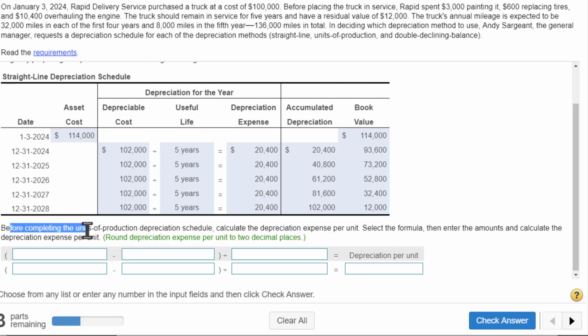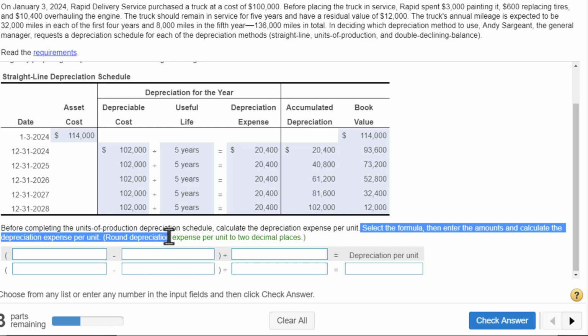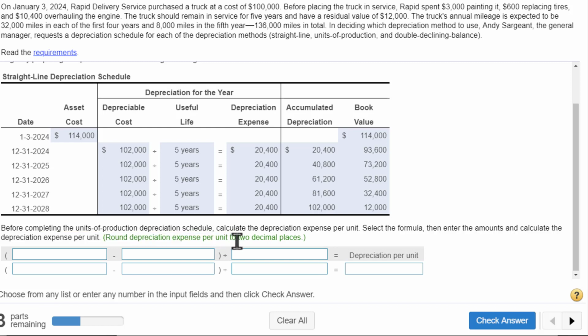Next, before completing the units of production depreciation schedule, calculate the depreciation expense per unit. So in this case, it's per mile driven. Select the formula, then enter the amounts and calculate the depreciation expense per unit. Round depreciation expense per unit to 2 decimal places. All right, so we have to fill it out in words.